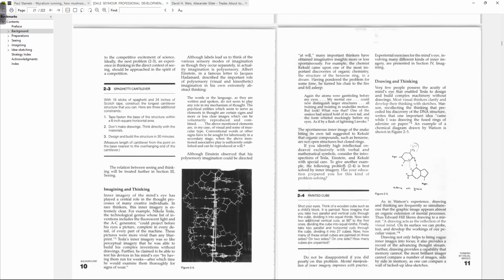Now take two additional vertical cuts at 90 degrees to the first ones, dividing the cube into equal ninths. Finally, take two parallel and horizontal cuts through the cube, dividing it into 27 cubes. Now how many of these small cubes are painted on three sides? On two sides? On one side? How many cubes are unpainted?